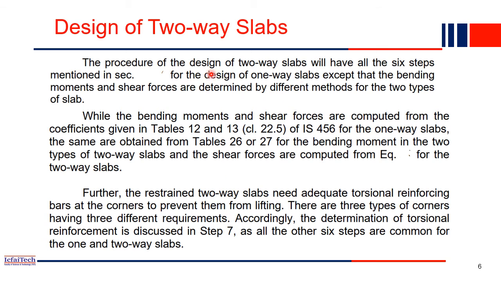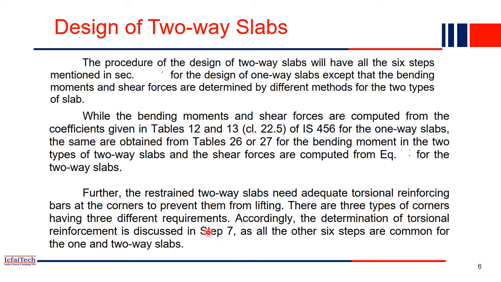So the first 6 steps which we mentioned for the one-way slab are the same, except that for the bending moment and shear force calculation we have to use Table 26 and Table 27. In the case of one-way slab we used Tables 12 and 13, if you recall, but for two-way slab we use Tables 26 and 27 for the bending moment calculation. And only step 7 additionally comes in the two-way slab.